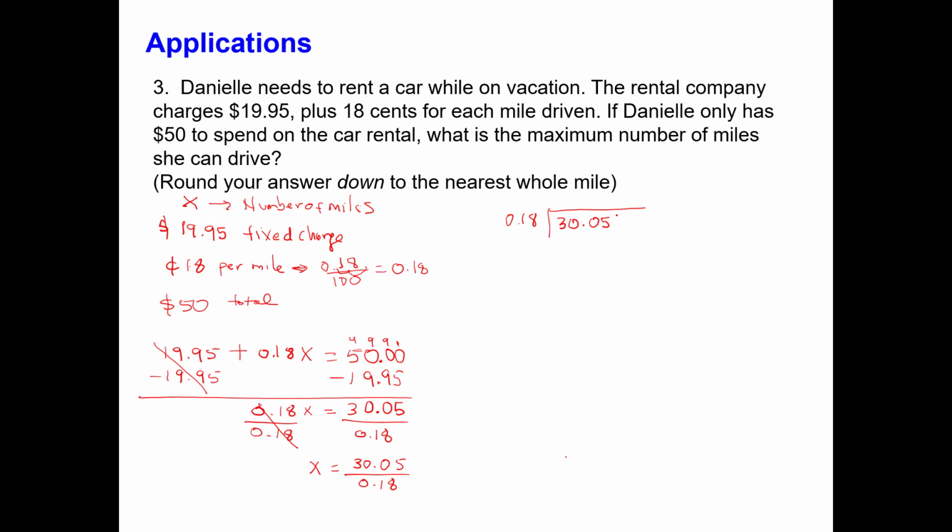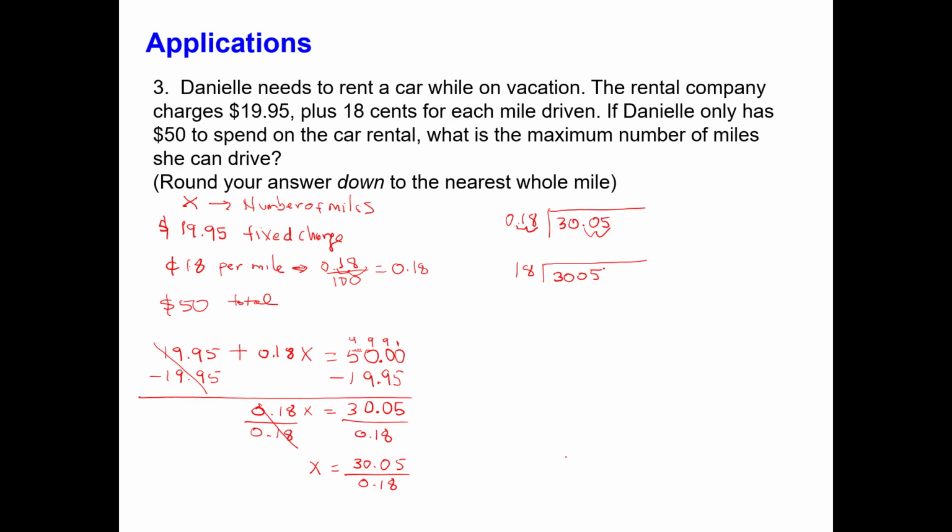30.05 divided by 0.18. If we have a decimal number in the denominator, we need to move the decimal point to the end of the number. We move it 1, 2. And we do the same with the dividend, 1, 2. The division we need to solve is 3005 divided by 18. Now we divide as if we had whole numbers.